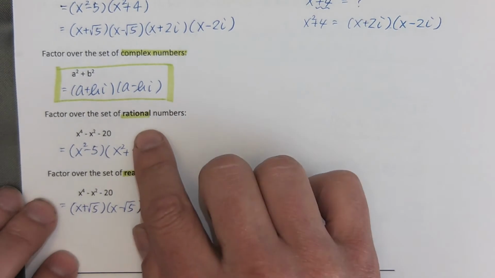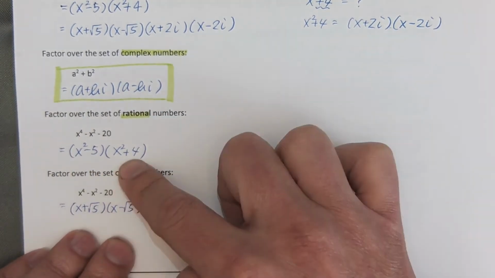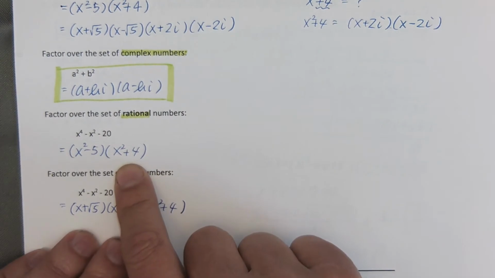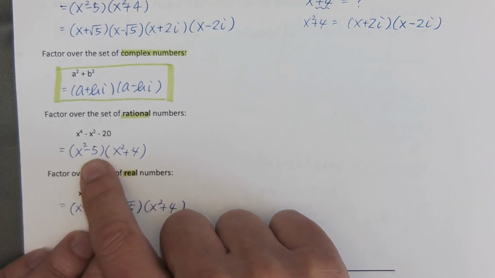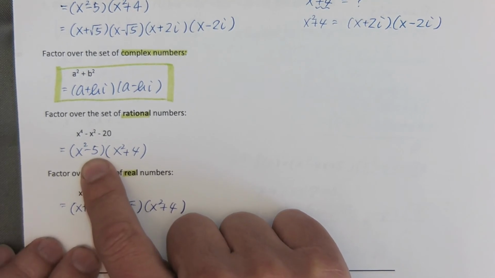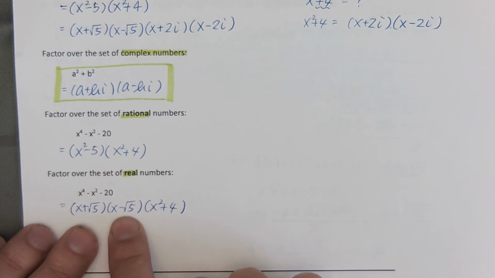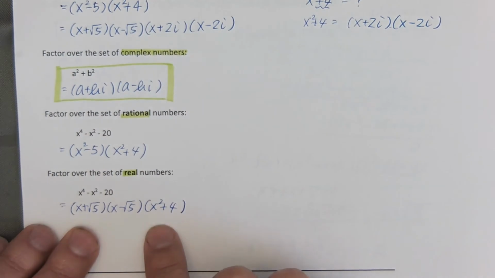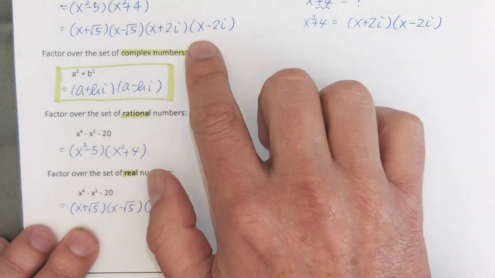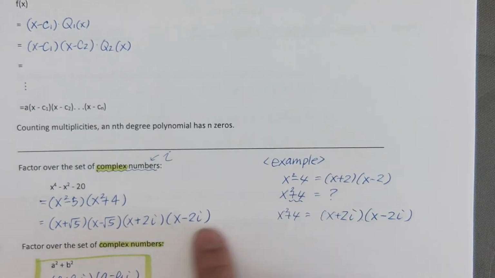Now, if we factor just over the set of rational numbers, then we have to get to here. Because rational numbers are a subset of the real numbers, which don't include i and things like that, or radicals. Now, if we want to do it over the real numbers, then we can continue with the radicals, but we're specifically saying not the complex numbers. So we can't break into the i component of it. And just quickly to show you where this comes from, it can get broken up like this.